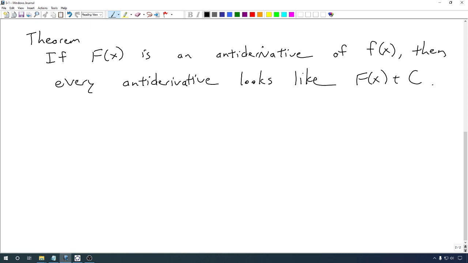Now, of course, any constant here is actually going to give us a different antiderivative. So this whole process of reversing differentiation produces a whole infinite family of functions, but they are all the same up to adding on a constant. You have F of x plus 1, F of x plus 2, and so on. They're all different functions, but they're all very similar to each other.